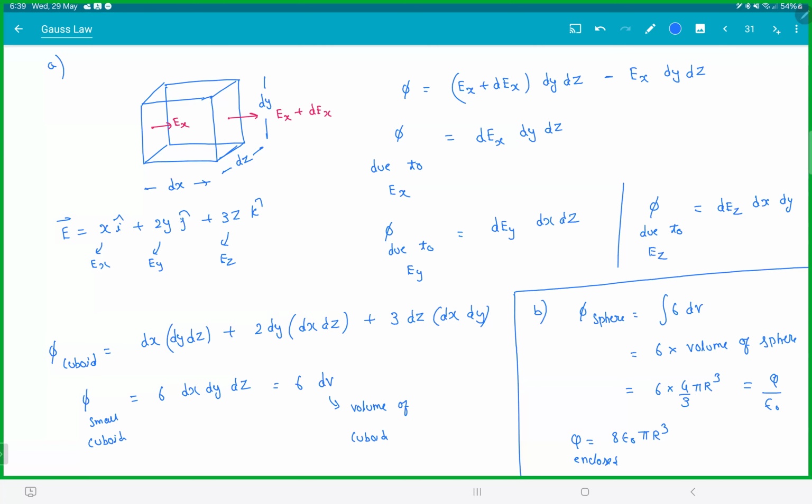Please have a look at this. So the main idea is this. You should not take the full field on every face, isn't it? On dy dz, only Ex will act, remaining are 0.